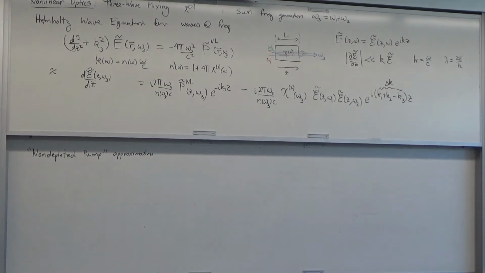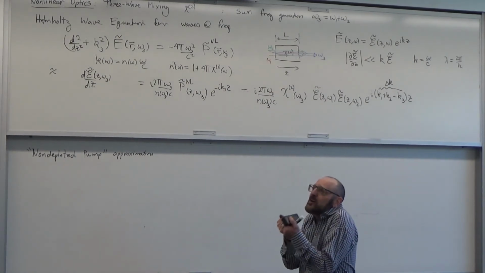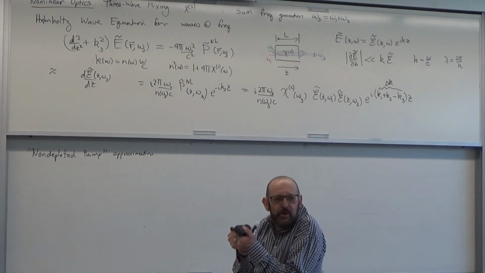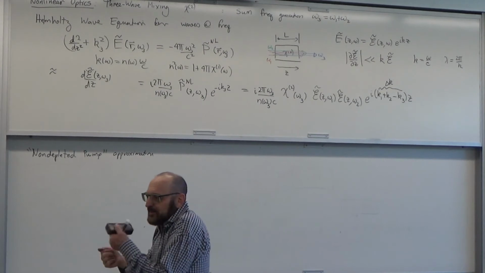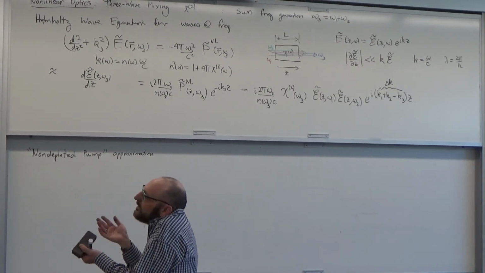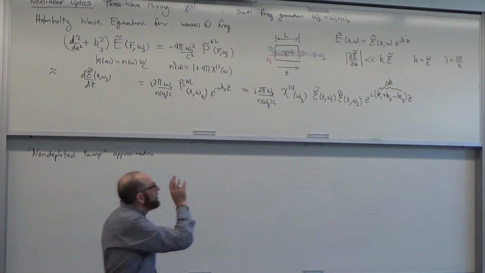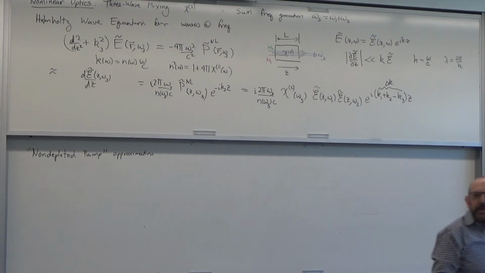However, in the non-depleted pump approximation, in this particular case, let us assume that I put in two very intense laser beams, one at frequency omega 1 and one at omega 2. My Chi2 is a kind of wimpy little Chi2. It doesn't do very much. I'm not going to generate much at omega 3.